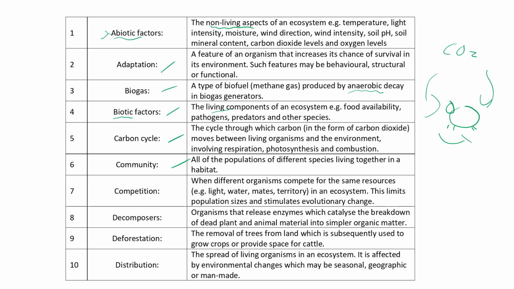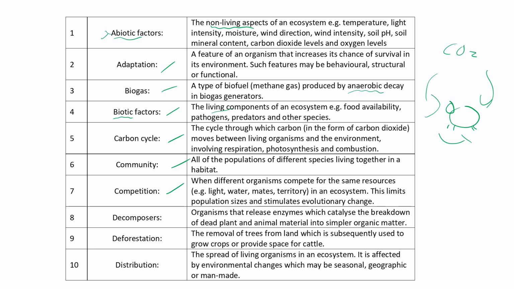When different organisms compete for the same resources, light, water, mates, territory in an ecosystem, this limits the population sizes and stimulates the evolutionary chain. So that is competition. So when animals are competing, it's the survival of the fittest, really.